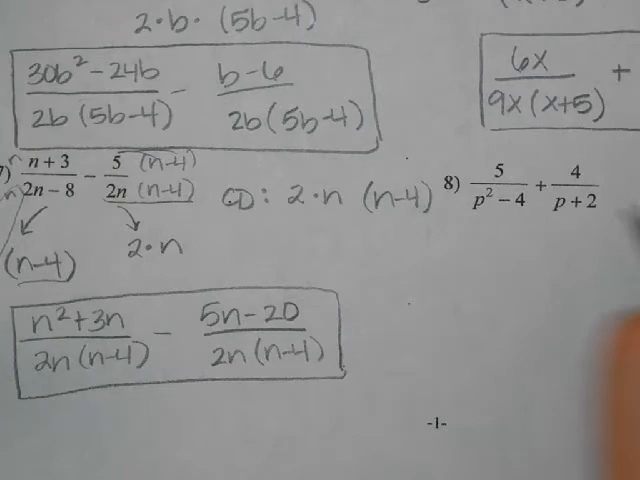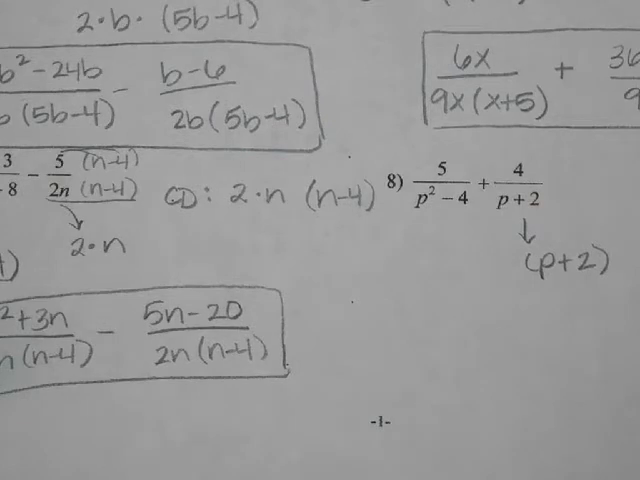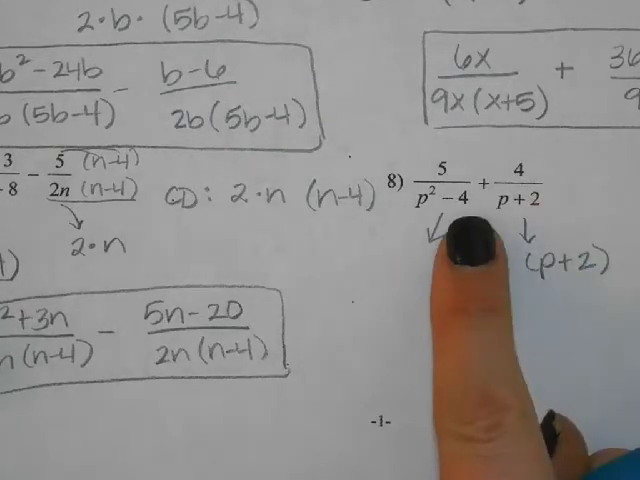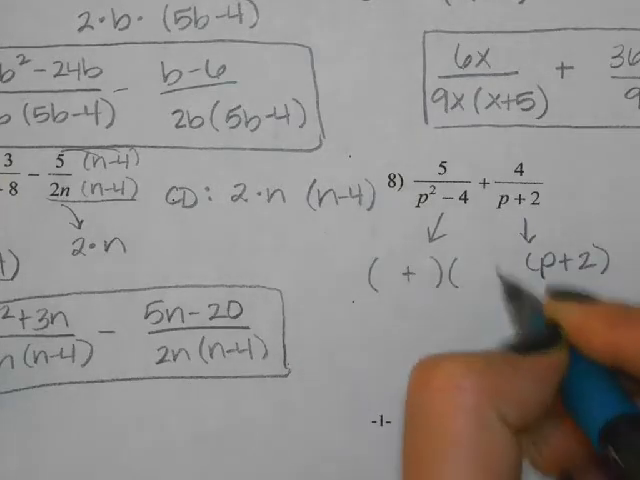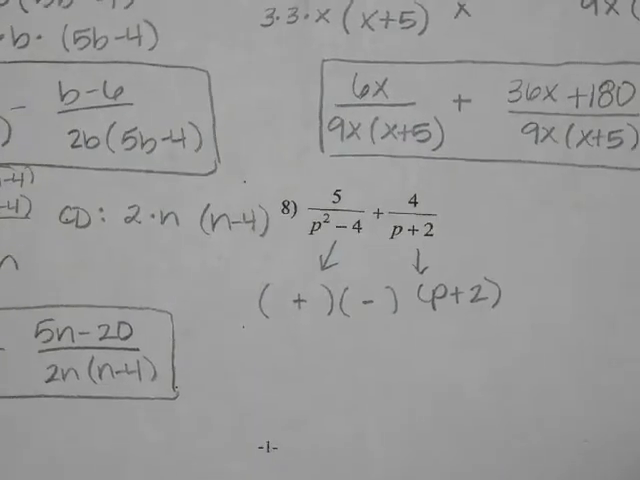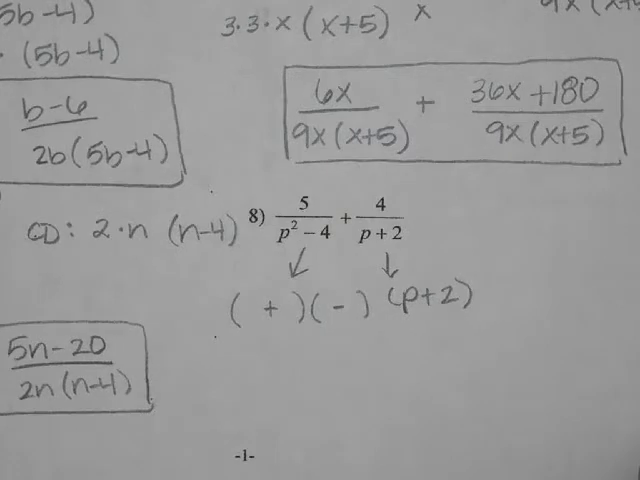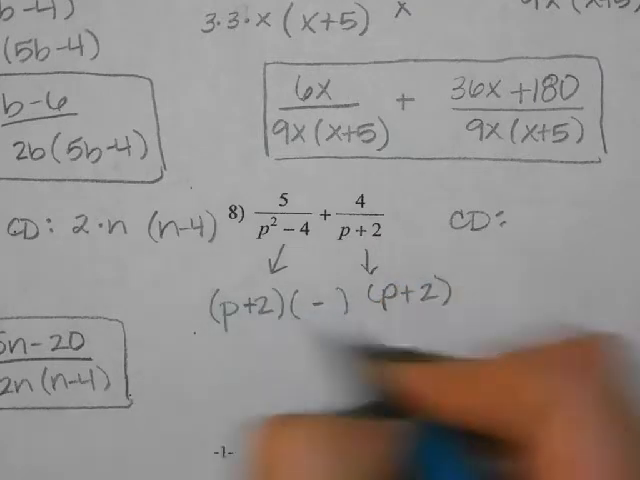All right, for number 8, I'll do the easy one. What type of factoring is this one? Difference of squares. Okay, don't say it out loud, just go ahead and write it down. Two sets of parentheses, one with a plus, one with a minus. I didn't hear your answer. So what did we get? 2 times p plus 2, p minus 2.